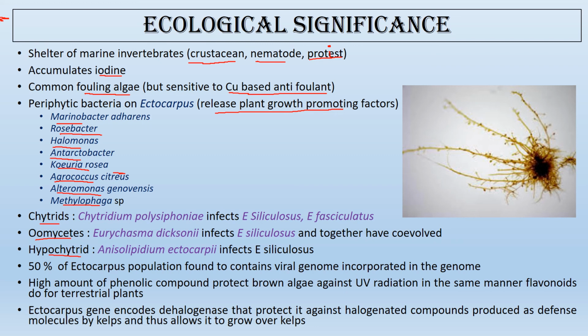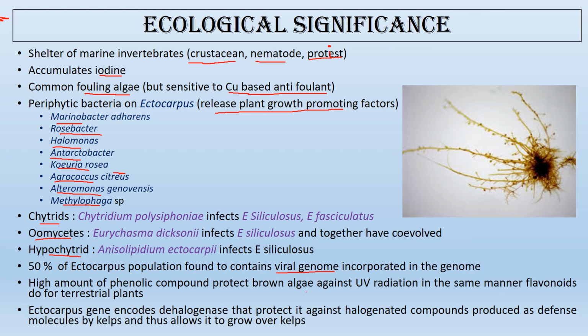In fact, the Ectocarpus relation is not limited to bacteria, fungi, or the invertebrates, but it also has genomic integration with many viruses. In fact, many viral genomes are found to be incorporated in the genome of Ectocarpus. So it has ecological interaction with fungi also.